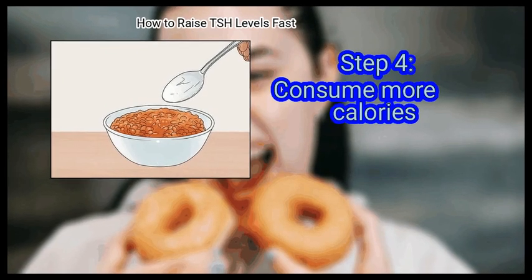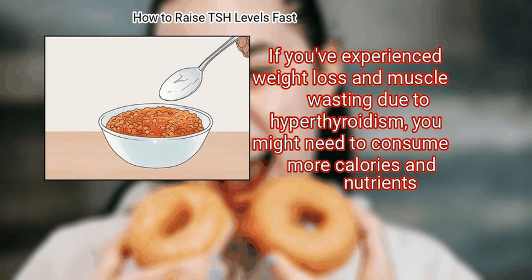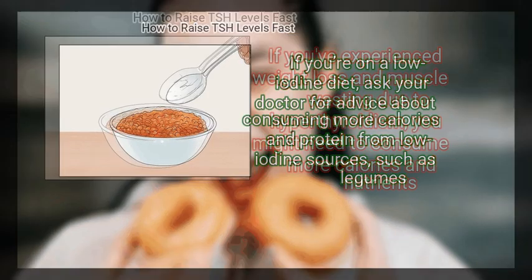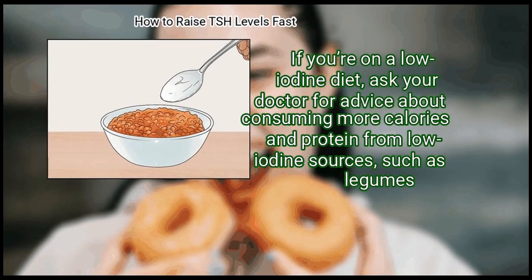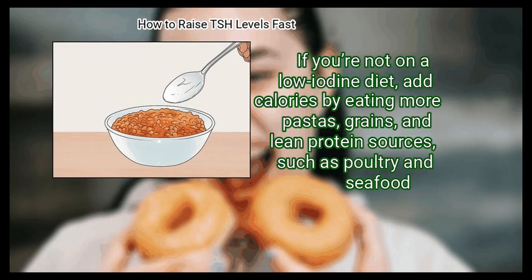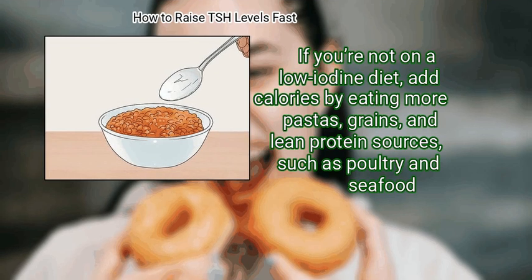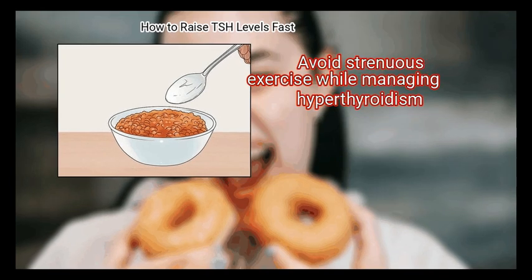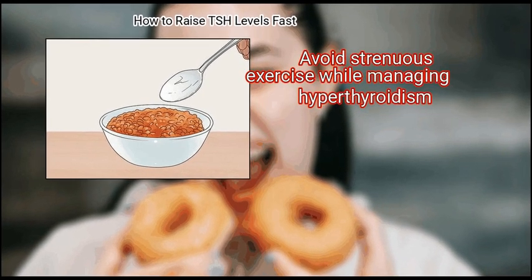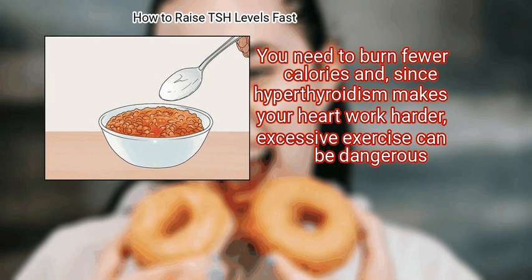Step 4. Consume more calories. If you've experienced weight loss and muscle wasting due to hyperthyroidism, you might need to consume more calories and nutrients. If you're on a low iodine diet, ask your doctor for advice about consuming more calories and protein from low iodine sources, such as legumes. If you're not on a low iodine diet, add calories by eating more pastas, grains, and lean protein sources, such as poultry and seafood. Avoid strenuous exercise while managing hyperthyroidism. You need to burn fewer calories and, since hyperthyroidism makes your heart work harder, excessive exercise can be dangerous.